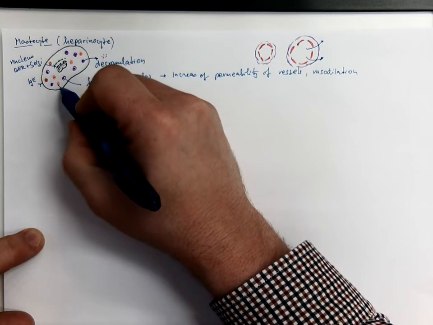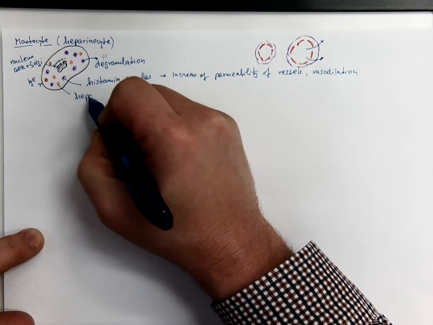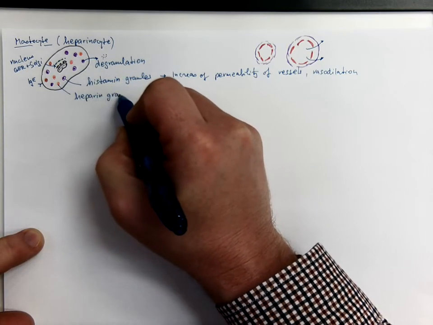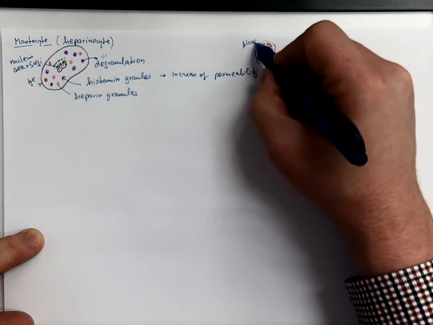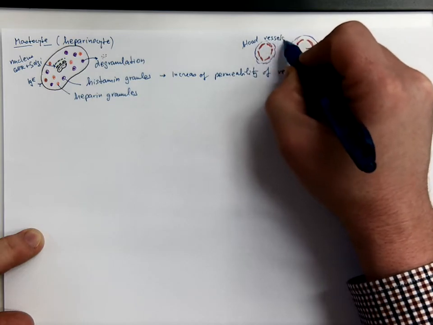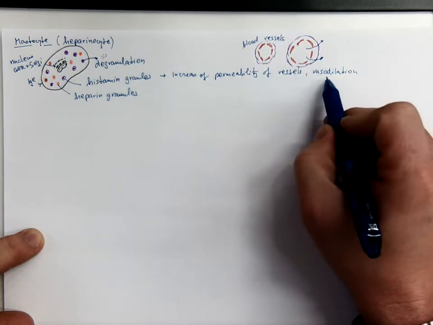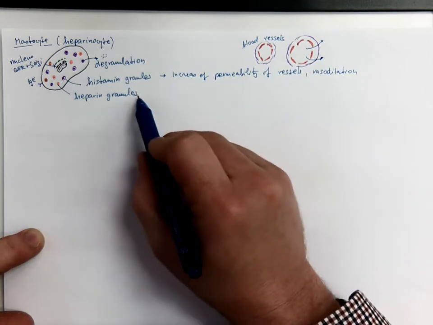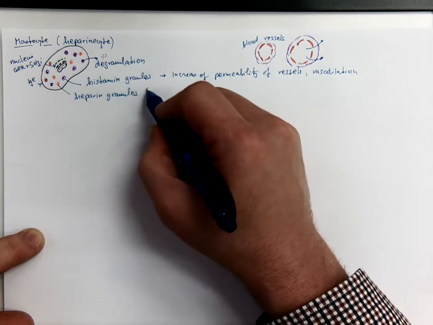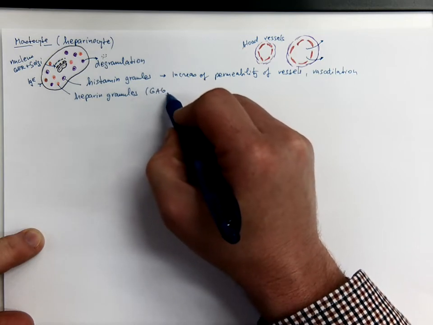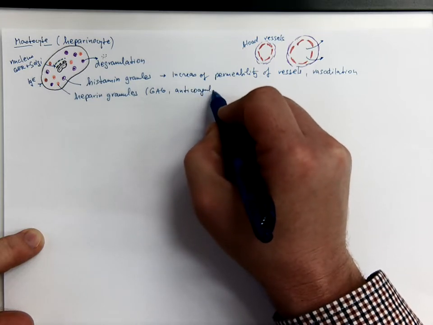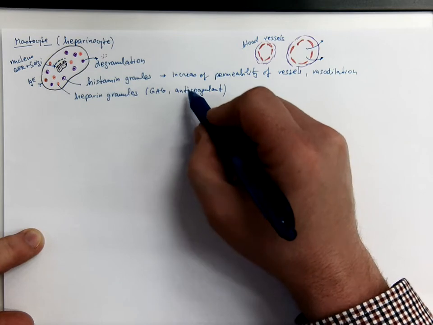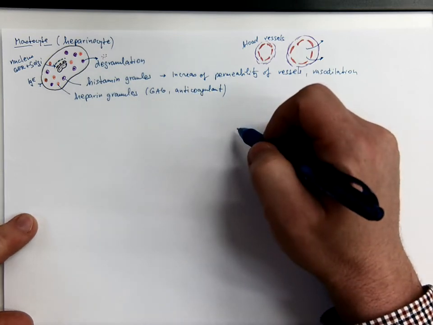There are also heparin granules. So these are blood vessels, okay, undergoing the increase of permeability and vasodilation. Let's go back to the heparin granules. Heparin is a substance that is a natural glycosaminoglycan and it's an anticoagulant. So this anticoagulant agent impairs the blood clotting.